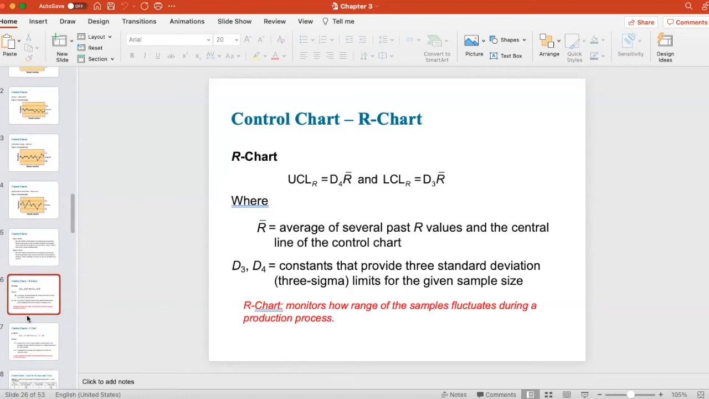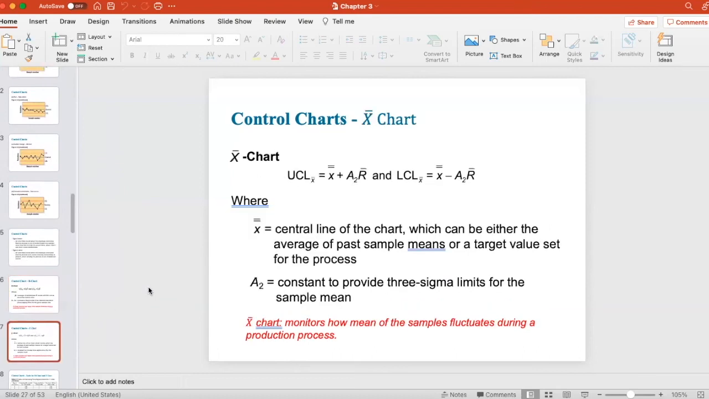But first let's look at some other chart, X bar chart. You guys all know what is meant by X bar, right? X bar means mean. Then you can even imagine what X bar chart is measuring. X bar chart is monitoring how the mean of the samples fluctuate during a production process. So the sample characteristic that X bar chart is monitoring is the sample mean. All right, so this is for X bar chart.